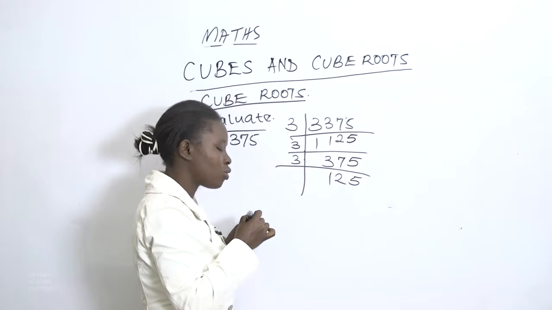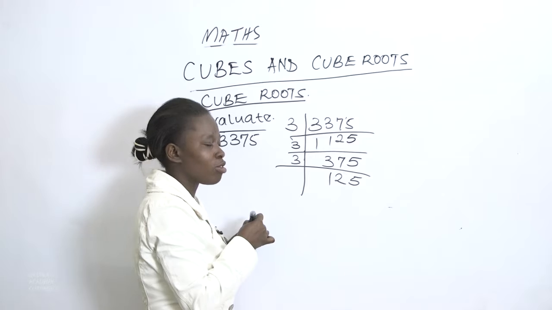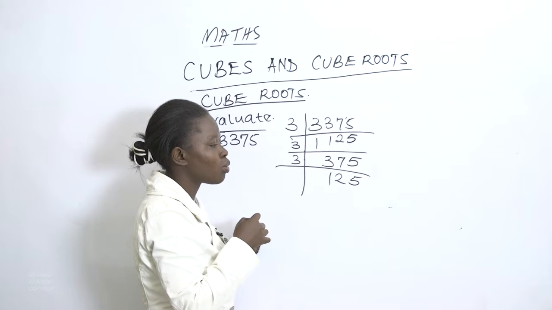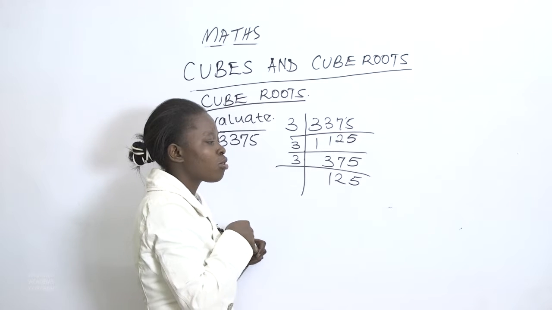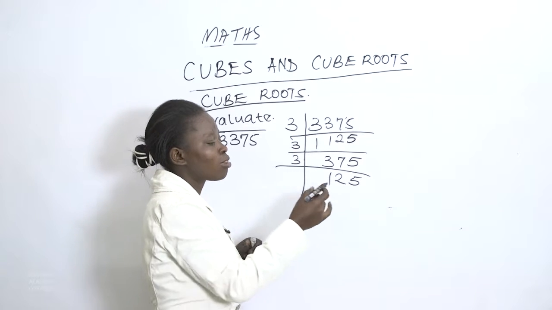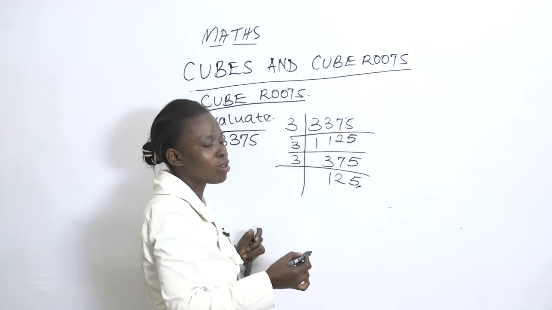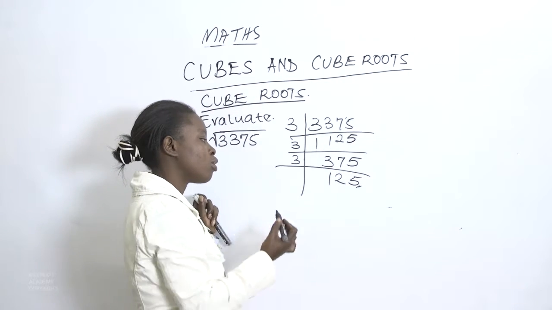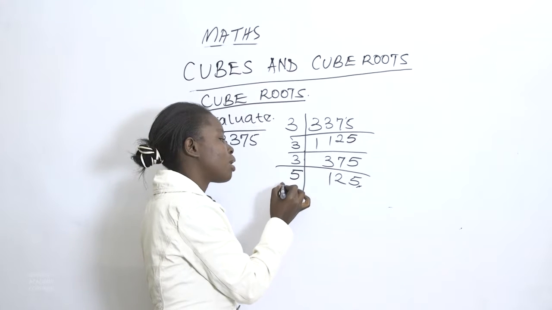So we move on to the next number in the divisibility test, and that is the next prime number. The next prime number we have is 5. Our last digit is 5, and a number is divisible by 5 if the last digit is either 5 or 0. So it means that my next divisor is 5.